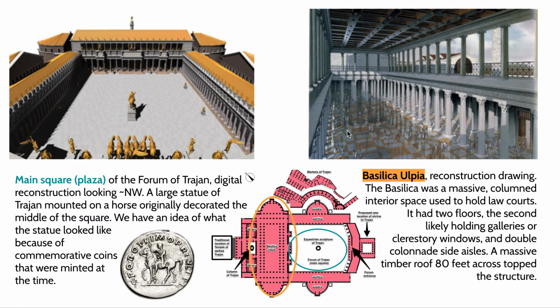It was this massive columned interior space, usually used to hold law courts. There are some human figures in here for scale. You'll notice that it had 2 floors and had these walkways on either side. There was also this massive roof, 80 feet across, made of timber, that spanned the top of the building to create an enclosed interior space.